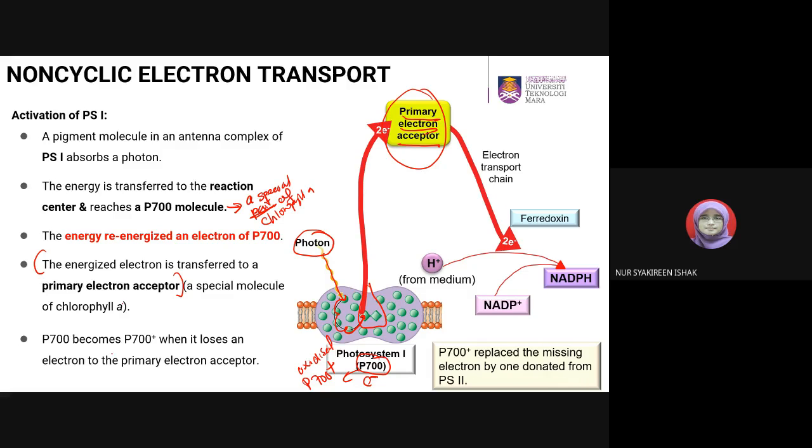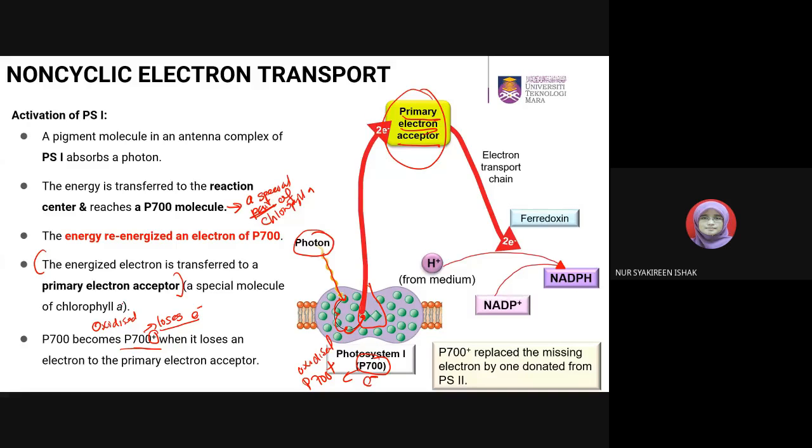So the P700 becomes P700 plus. Maksudnya dia dah oxidize lah. Okay, sebab apa? It loses an electron. Okay. When it loses an electron to the primary electron acceptor. So ingat ya, bila the plus sign maksudnya it is oxidized, it loses electrons.